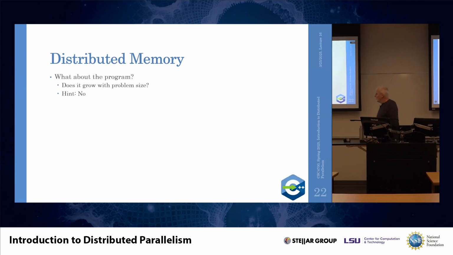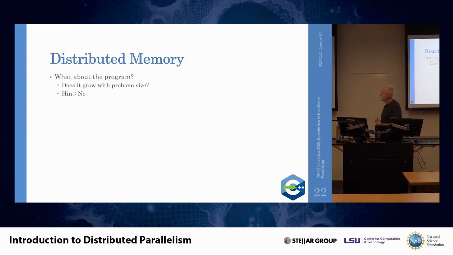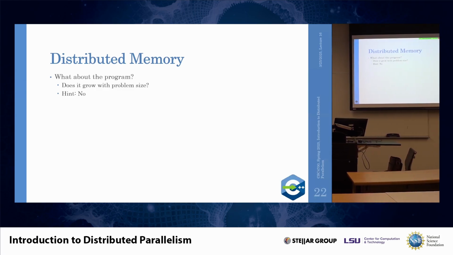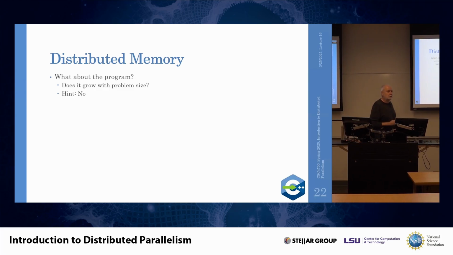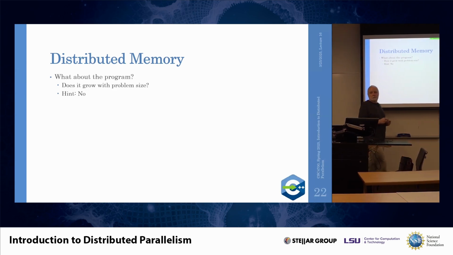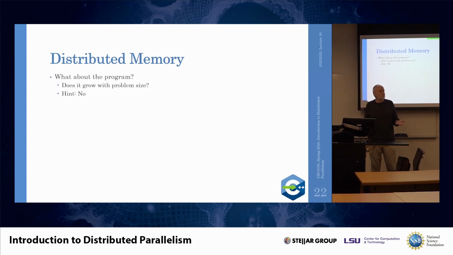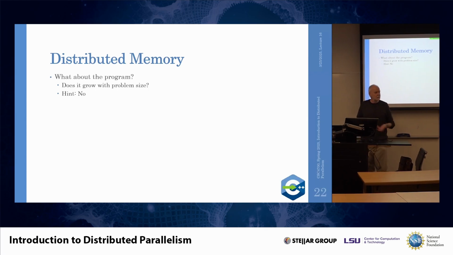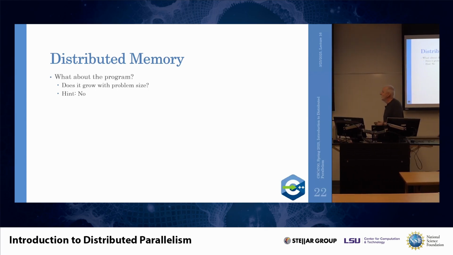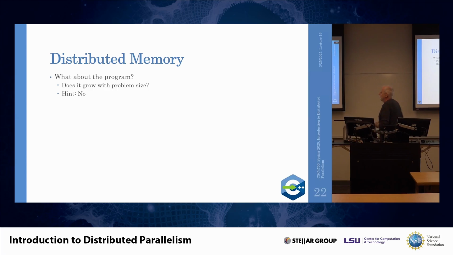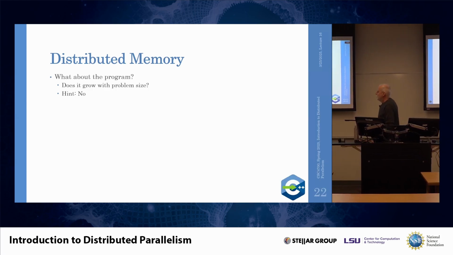That should work. What about the program? Does the program grow with the problem size? Does it matter whether I have a galaxy with 100 stars or a galaxy with 1,000,000 stars? Probably not, because the physics are the same, right? It's just gravity, you're calculating forces, you're calculating directions, how the stars move, and that logic is the same, most likely, for all physics-based problems. So the program probably doesn't grow with the problem size.